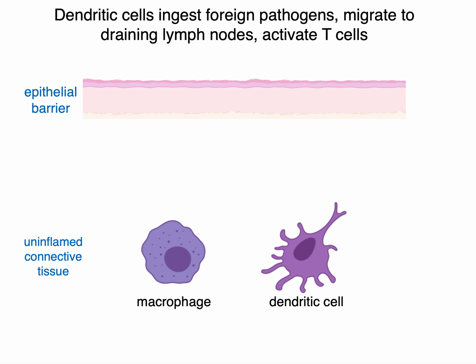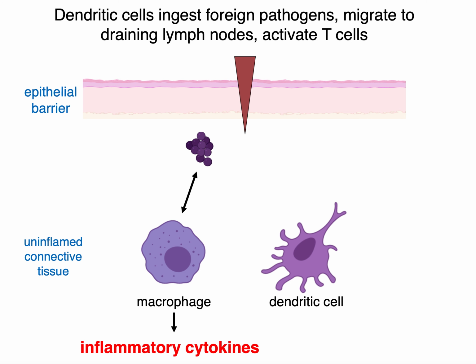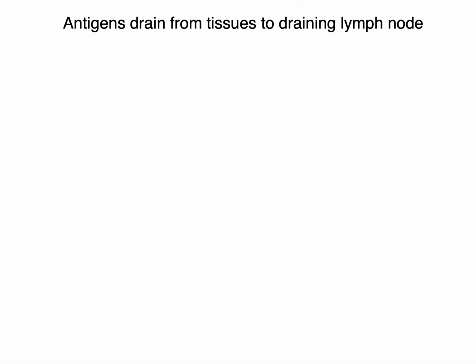Now let's go back to our injured skin, in which we have the entry of bacteria into the tissue. Of course, recognition of this bacteria by a macrophage will allow this macrophage to start producing inflammatory cytokines. However, dendritic cells are also present in the tissue, and when they recognize those bacteria, they can migrate to lymph nodes where they will activate T cells.